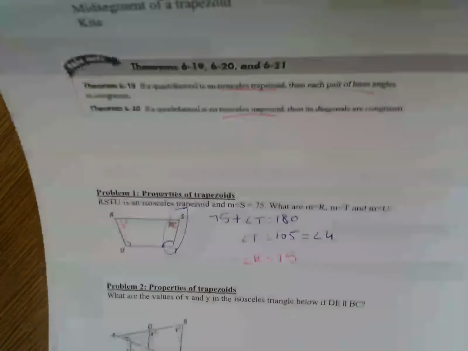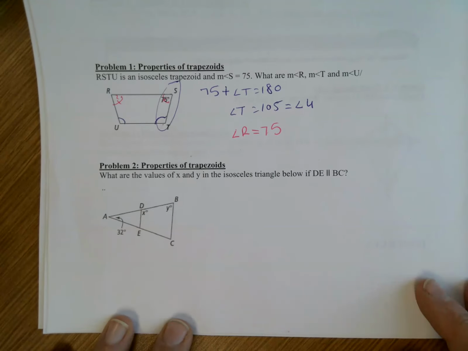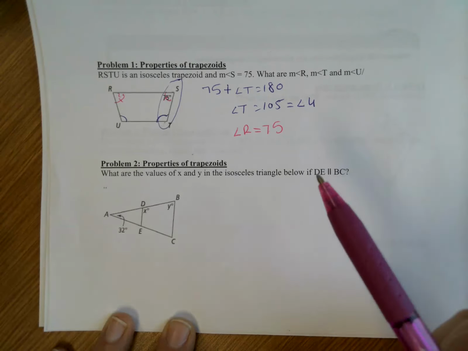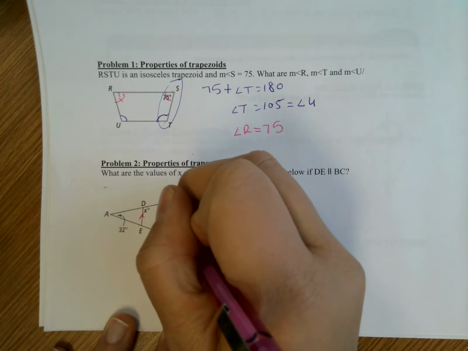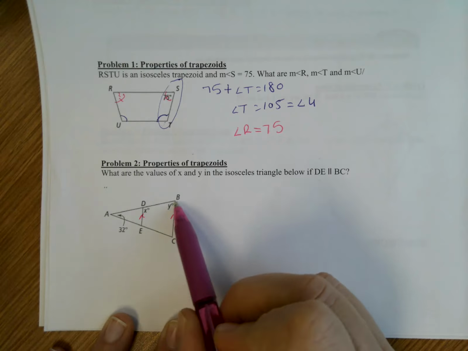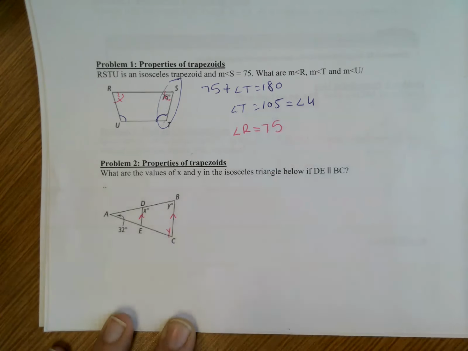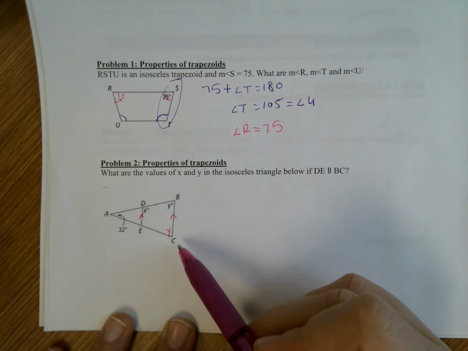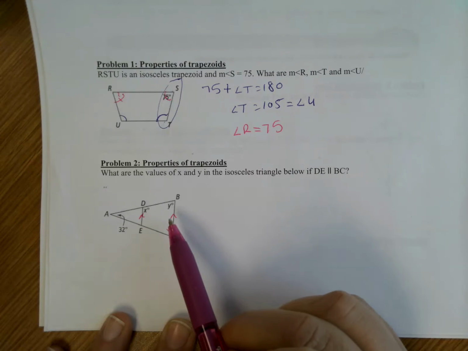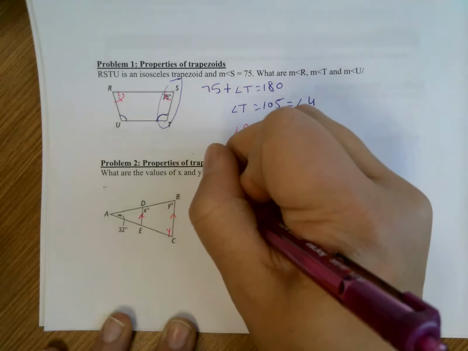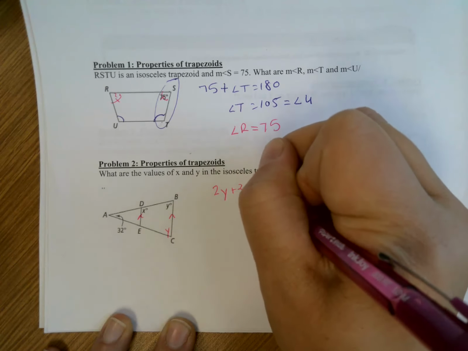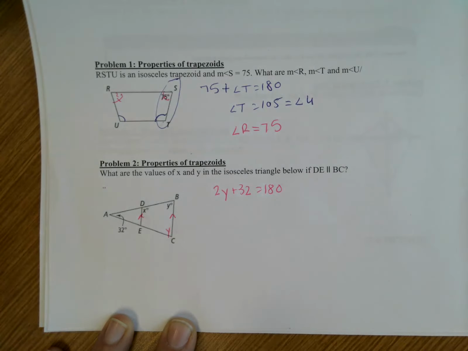Now, if I look at this, properties of trapezoids. We're looking that DE is parallel to BC. Now, one thing, we have this large triangle. If this is an isosceles trapezoid, that means my base angles are the same. So those are both equal to Y. Now, in this triangle, this is actually an isosceles triangle. So in this triangle, I can say 2Y plus 32 is equal to 180, because in a triangle, all the angles equal 180.